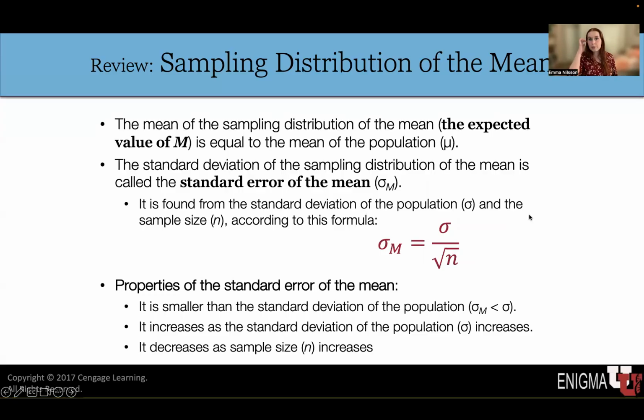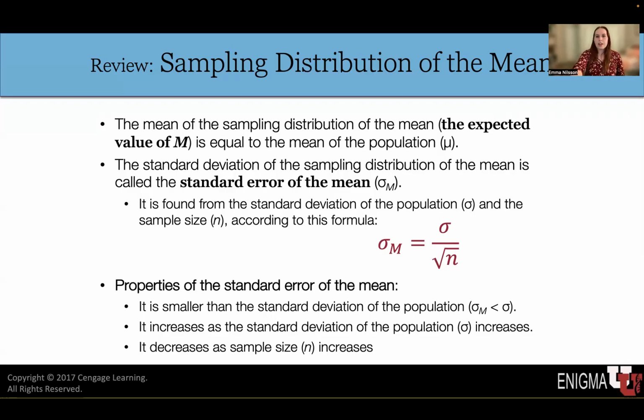Some more important things about the sampling distribution of the mean are its characteristics. So remember that the mean of the sampling distribution of the mean, or the expected M value, is the same as the mean of the population from which the samples were drawn. So M is equal to the mean of the population. The standard deviation of the sampling distribution of the mean is called the standard error of the mean. And we talked about that in depth last lecture as well.